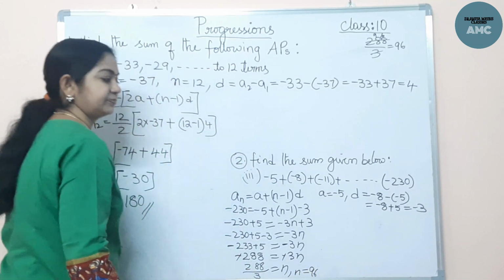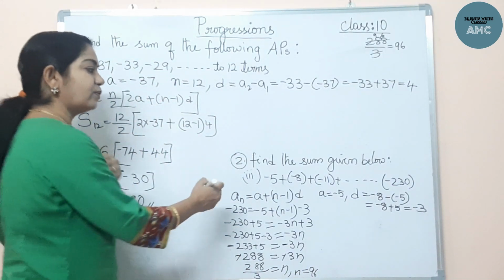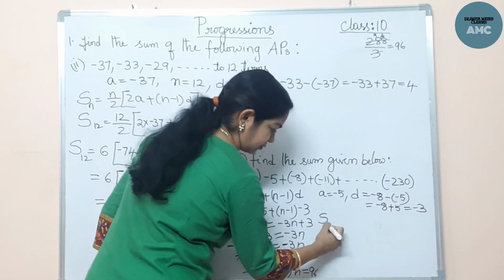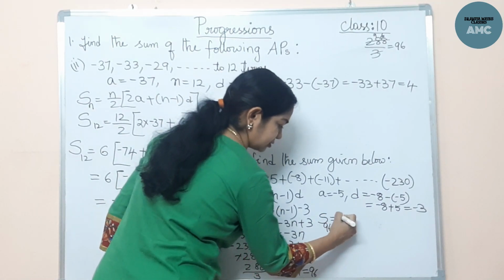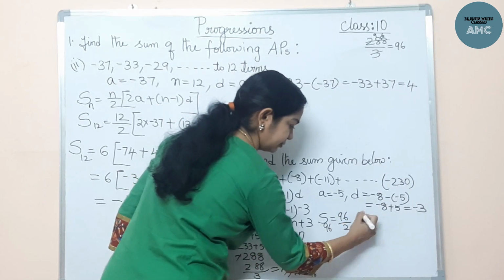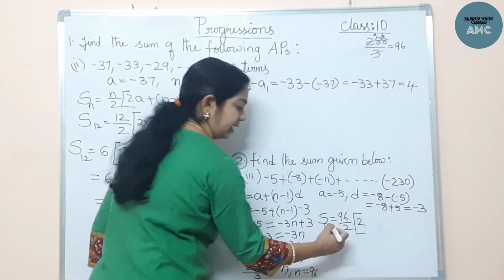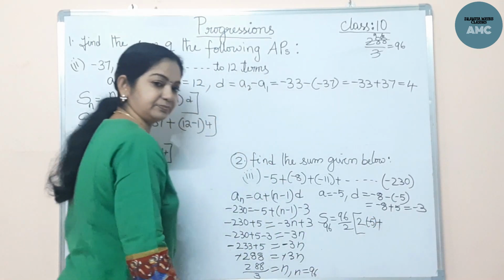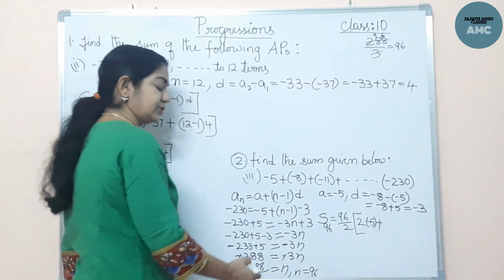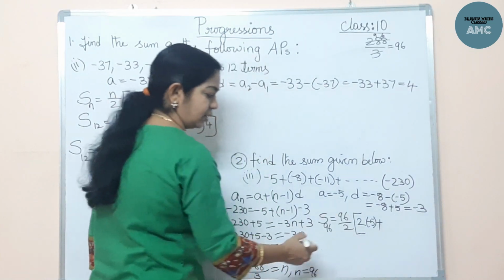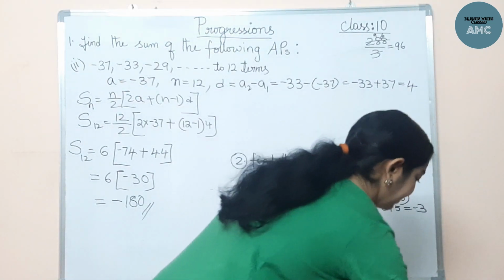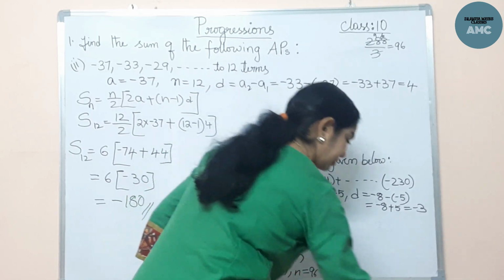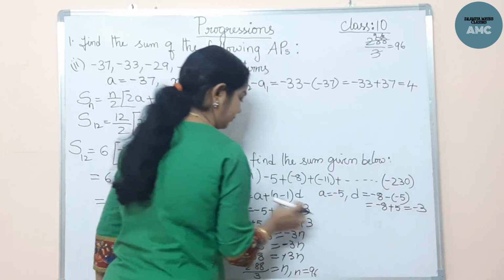So this is n, but we want the sum, so Sn is S of 96. So 96 by 2, 2 into A, 2 into minus 5 plus n minus 1 into D. N minus 1 is, or else you can easily apply. Now you know the n value, just apply the first n because we know the nth term, we know the first term.